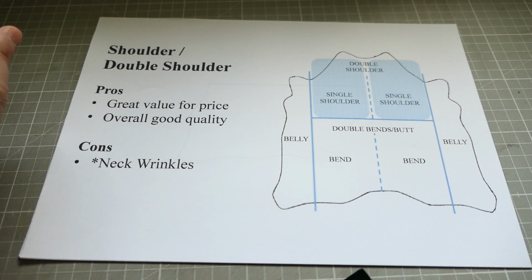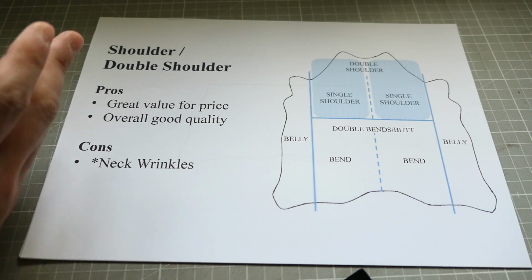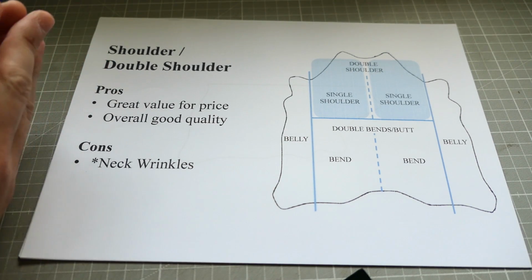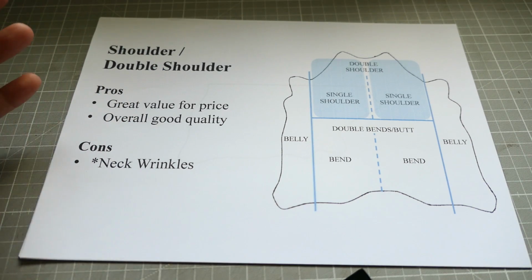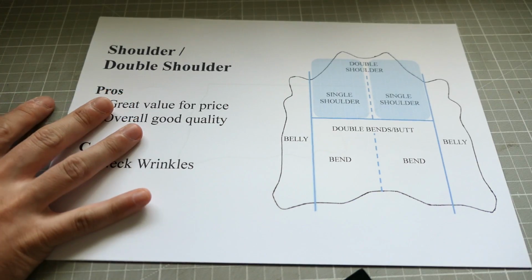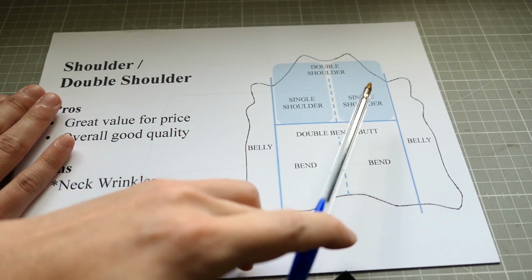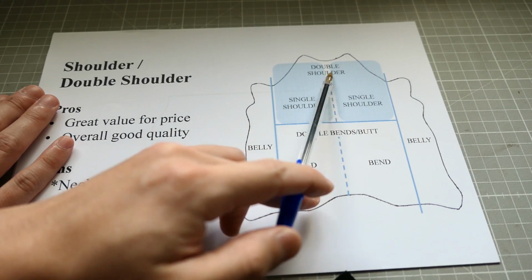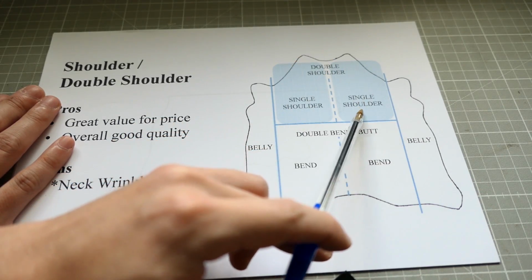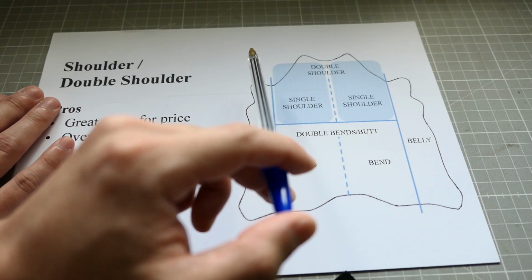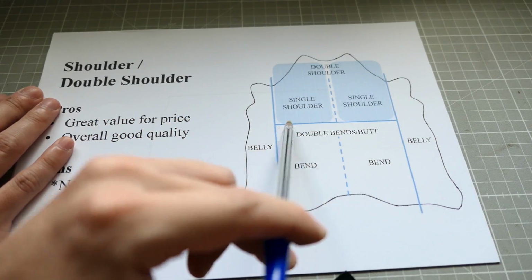The shoulders are great value for price. Shoulders are actually good for a lot of projects, and overall it's good quality. So shoulder and double shoulder, what's the difference? A single shoulder is one, and double shoulder means two of the single shoulders are connected, so double shoulder just means it's one piece.